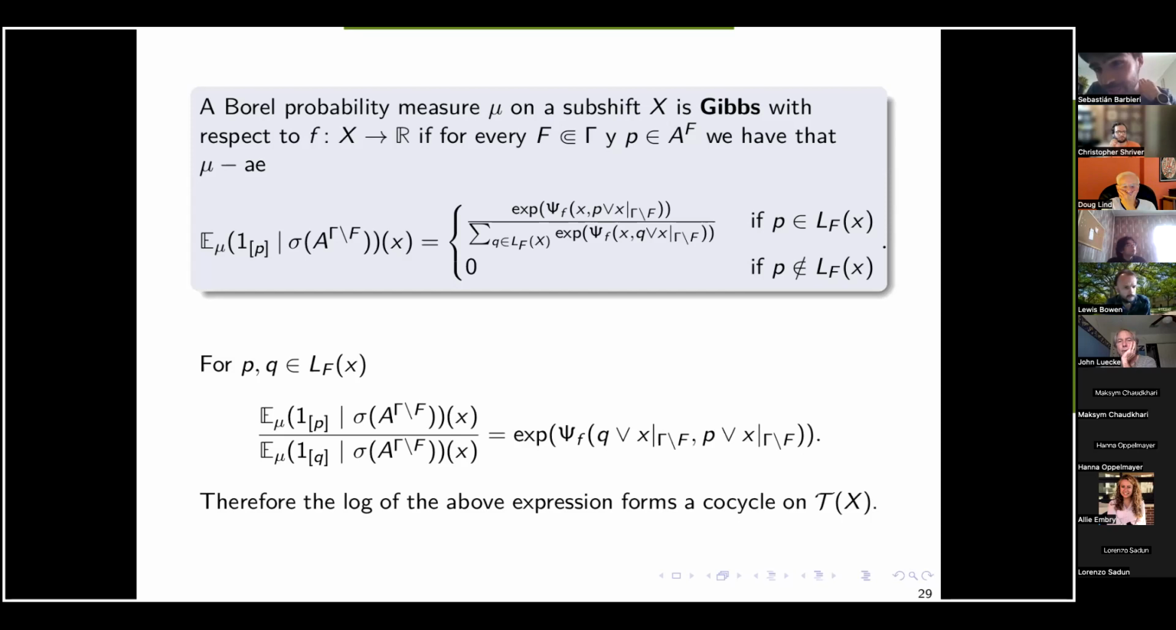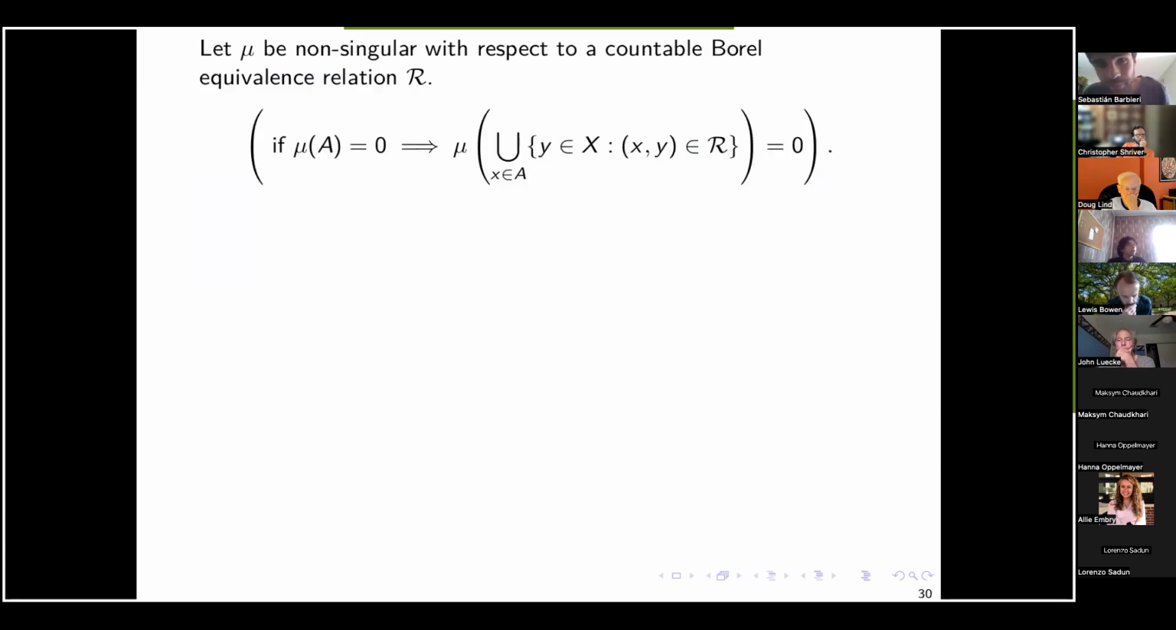If you look at that expression above, and I take two patterns that are compatible with X, I can just divide these conditional expectations. The denominator is going to cancel out, and what I have is the exponential of the cocycle divided by the exponential of the cocycle. I put those together, use the fact that this is a cocycle, and I can just compare Q with X outside and P with X outside with the cocycle. So that's a nicer expression.